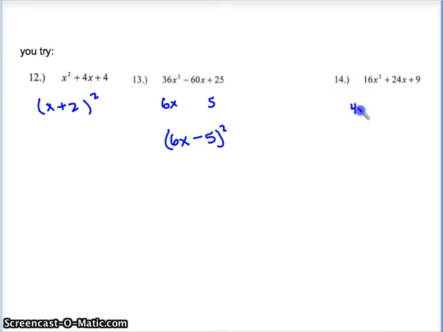Last, this is 4x and this is 3. If I multiply these together, I get 12, and double it, I get 24. So this is now 4x plus 3 squared. Well, there you have it, folks. There's our special cases, the difference of squares and the perfect square trinomials. You've now got enough information to hopefully finish up that factoring packet. That's all for now.